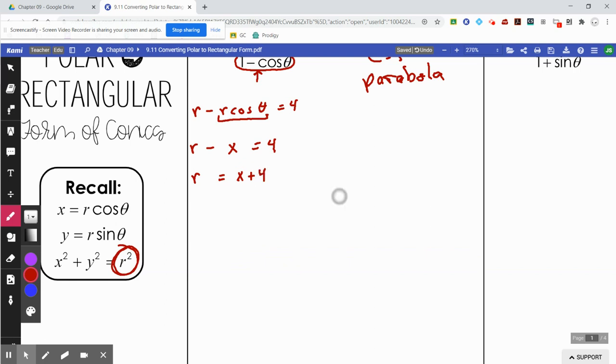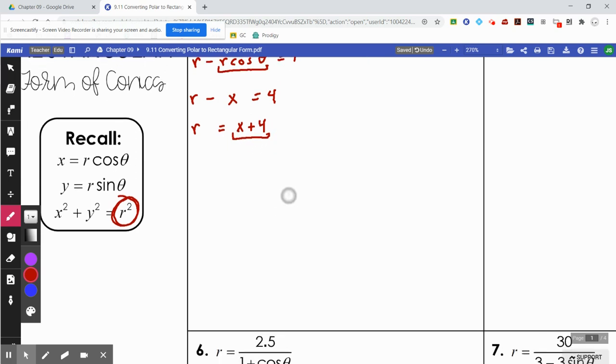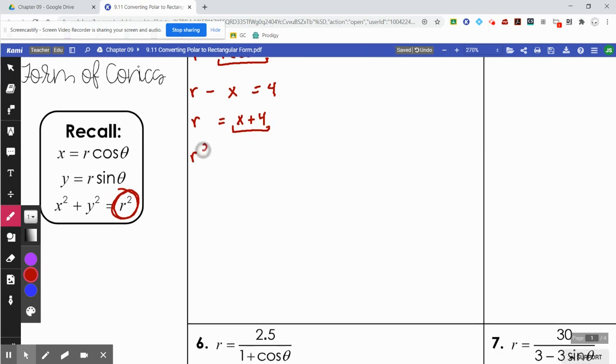And to turn that into an r squared, I'm going to square both sides. The biggest thing to remember, though, when you square the side, you do have to FOIL. So the left side turns into r squared. The right side turns into x squared plus 8x plus 16. To square a binomial, square the first, multiply them and double them, and square the second one.